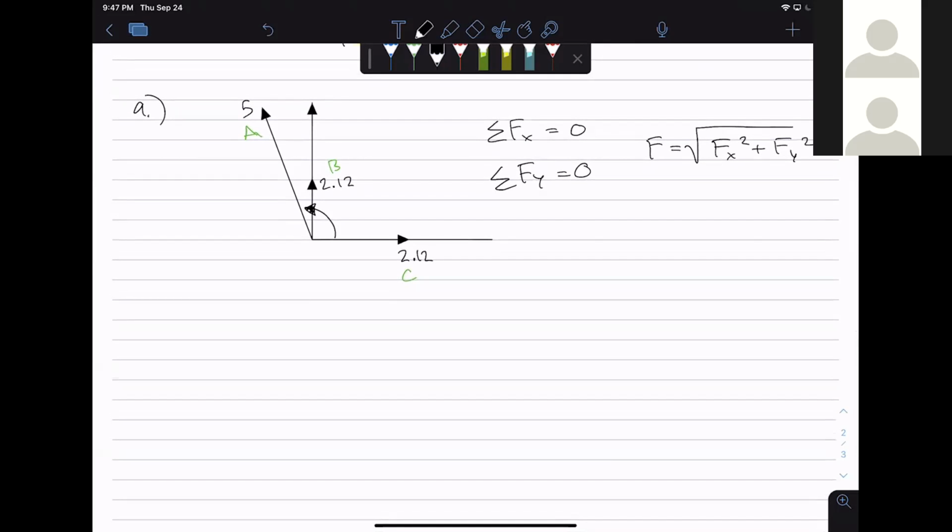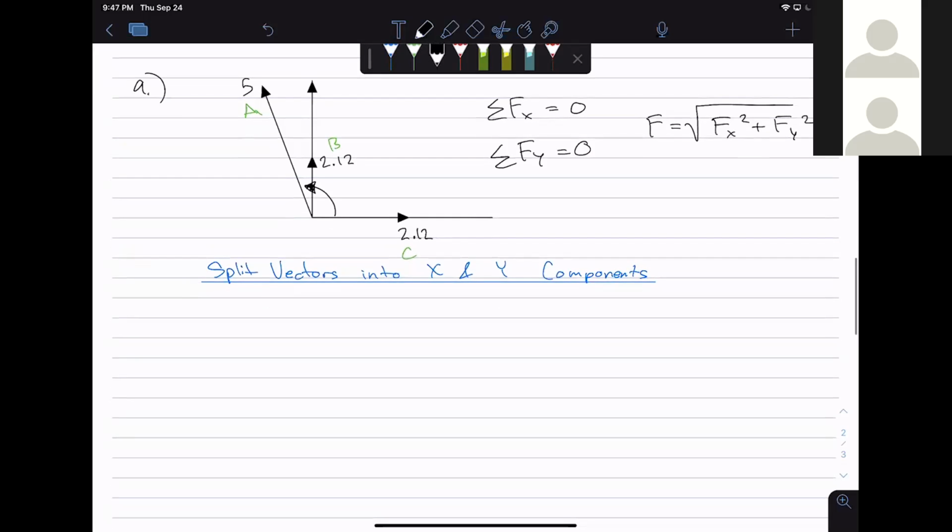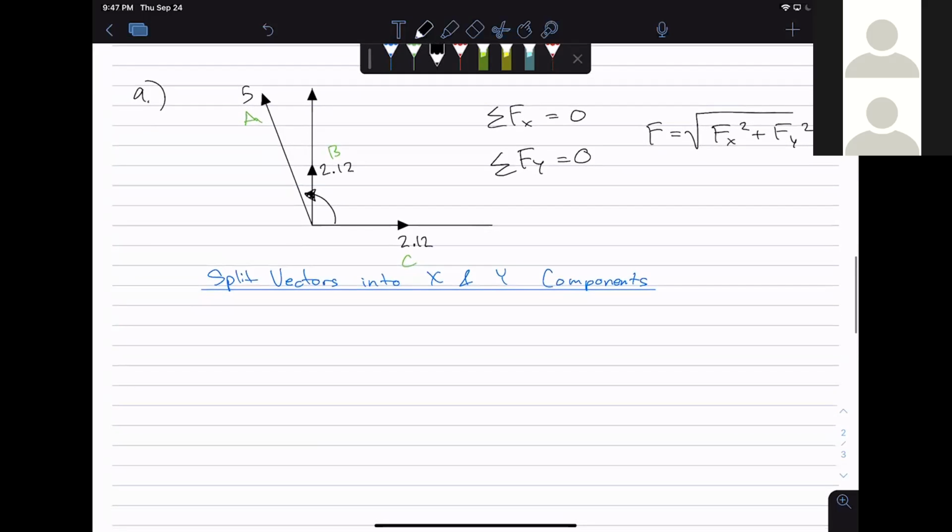So in our case right now, we have to split every vector up into their x and y components. All right, is everybody with me? Uh-huh. All right. Okay, so let's start off with the vector A.